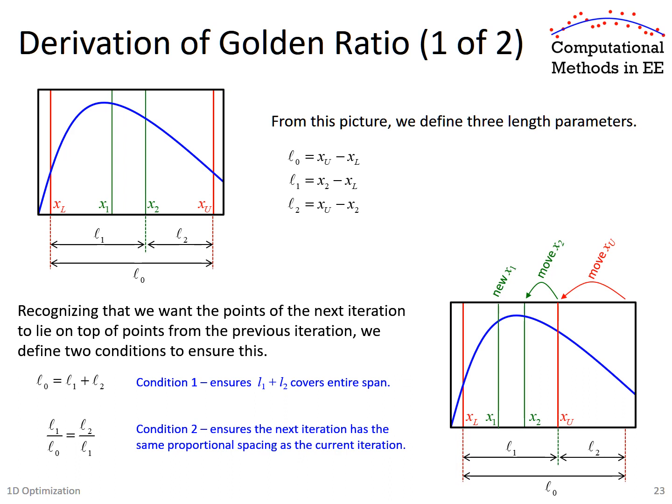This next one maybe isn't so obvious, and we really have to look at our points before and after we've adjusted them to understand this. But the ratio of L1 to L0 has to be the same as the ratio of L2 to L1. That's the condition that ensures when we adjust our points that we overlie onto our old points, or at least 3 of them overlie. We only have one new one. So these are the two conditions we have to ensure so that this golden section search can do its magical stuff.